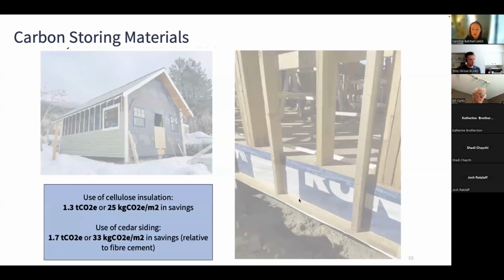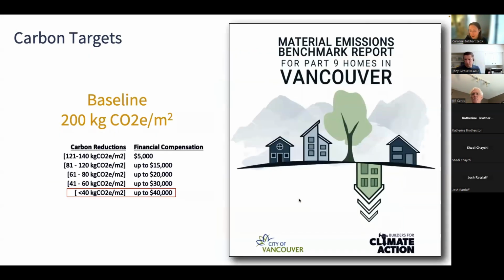So the use of cellulose insulation saved about 1.3 tons of CO2 equivalent, so much less of an impact than doing things like eliminating the basement. Use of cedar siding, they estimated to have saved 1.7 tons of CO2 equivalent. So yeah, really down in the very bottom bracket of this.